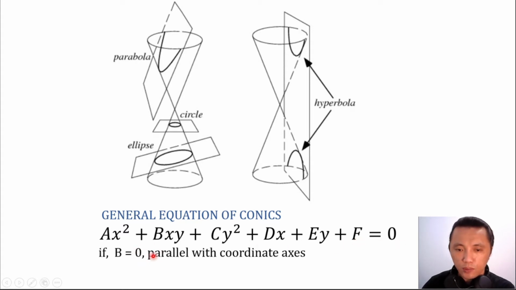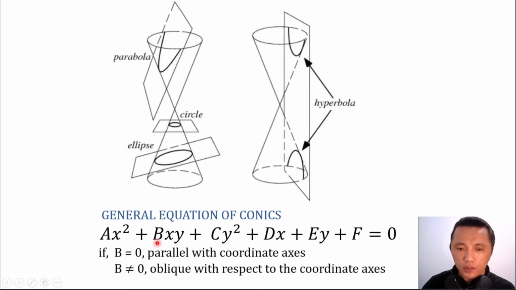If b is equal to 0, the conic is parallel with the coordinate axis. If it is not equal to 0, that is, if there is a term involving x and y together, then it is oblique with respect to the coordinate axis. In this video, I will only be teaching you conics that are parallel to the coordinate axis. So we will disregard the term involving xy and just focus on x squared and y squared.